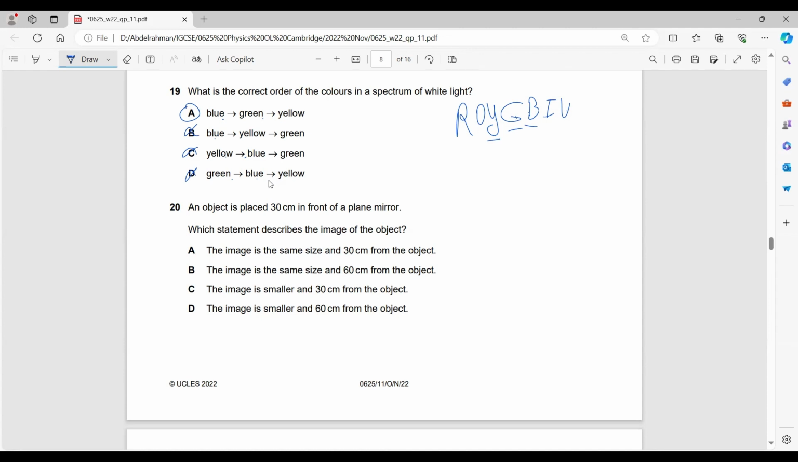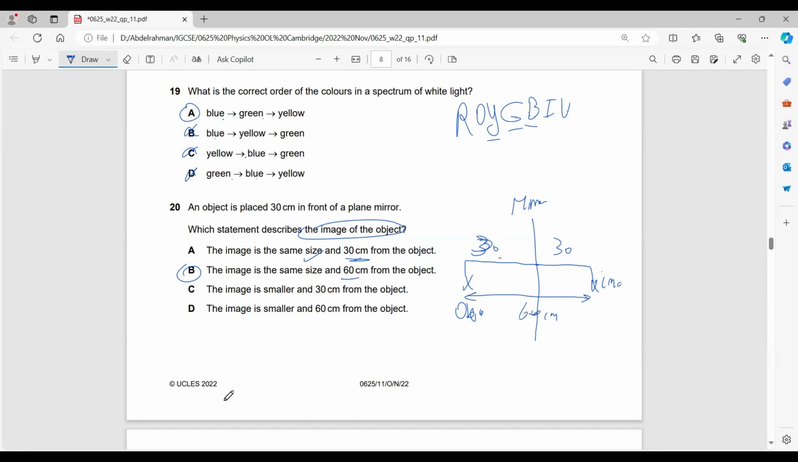An object is placed 30 centimeters in front of a plane mirror. Which statement describes the image of the object? The image is the same size. Yes, it is the same size. And 30 centimeters from the object? No, it's actually 60 centimeters from the object. Why? The distance from the object to the mirror is 30 centimeters, and the distance from the image to the mirror is also 30 centimeters. So the total distance from the object to the image would be 60 centimeters.